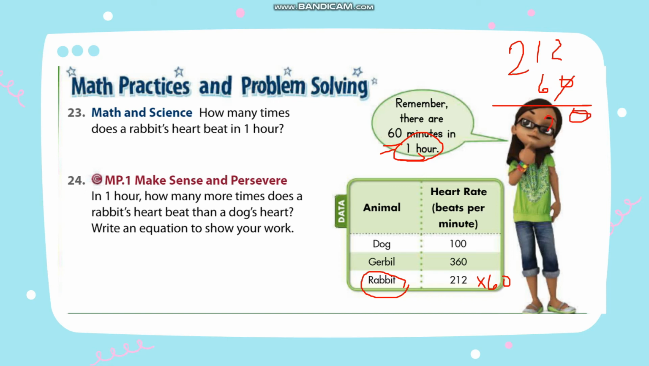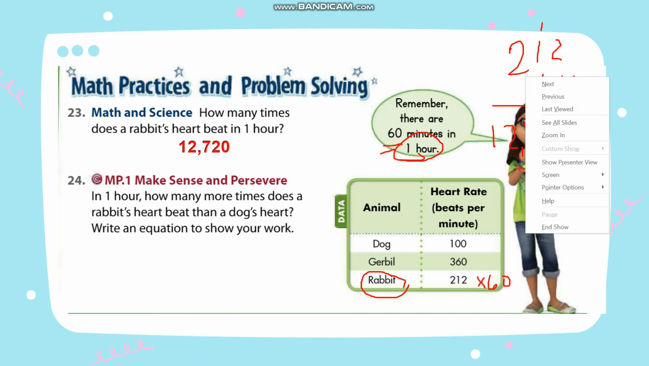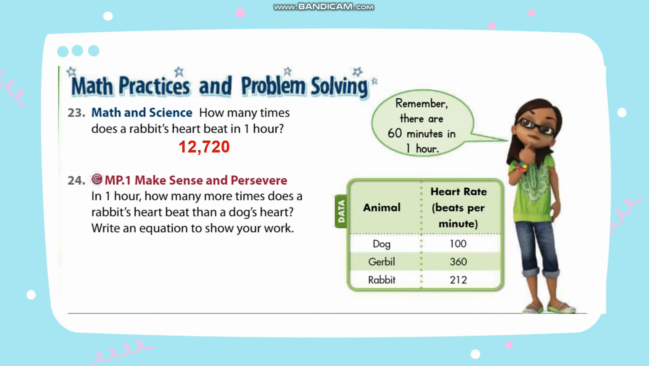6 times 2 is 12, regroup 1. 6 times 1 is 6 plus 1 is 7. And 6 times 2 is 12. So the answer is 12,720. Next question. In 1 hour, how many more times does a rabbit's heart beat than a dog's heartbeat?